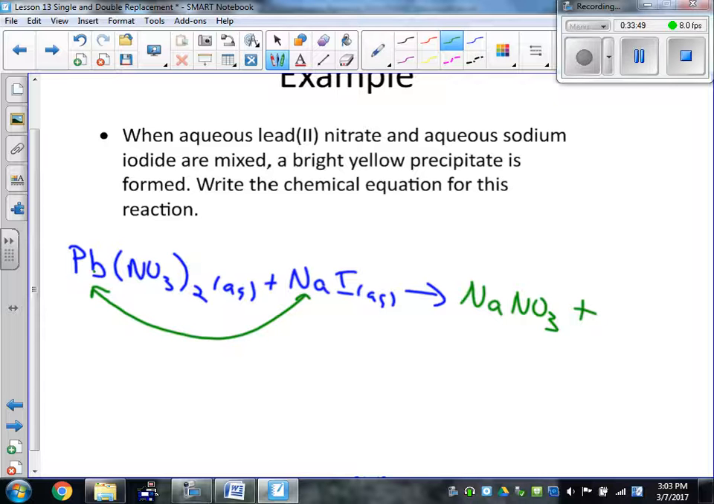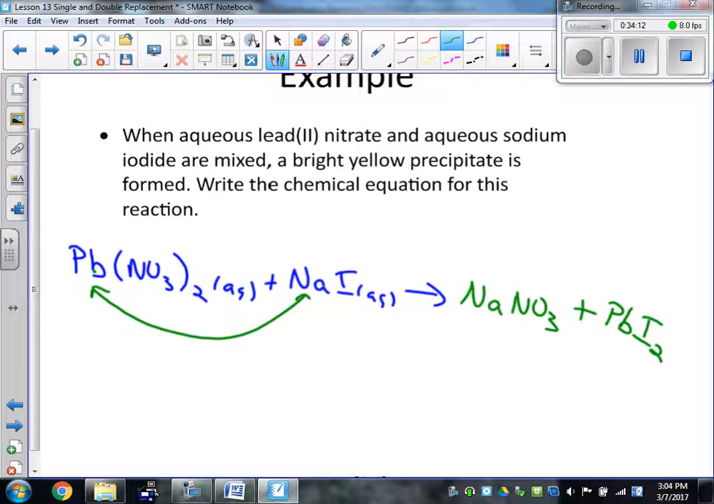Pb and I are going to go together. So Pb is going to come over here, mix it with I. Now it's Pb2, and I is a 1 minus. So we're going to get that. Okay? So lead 2 iodide.